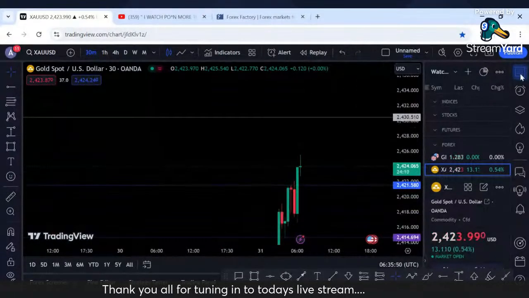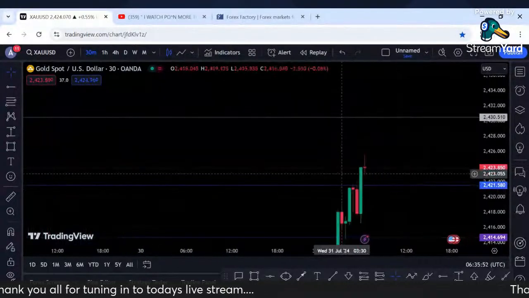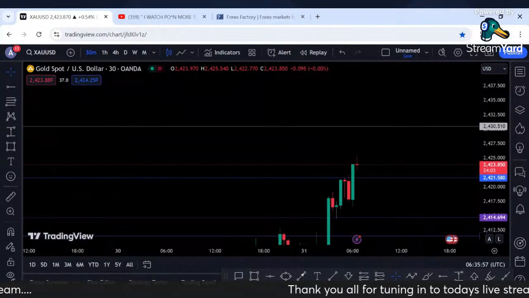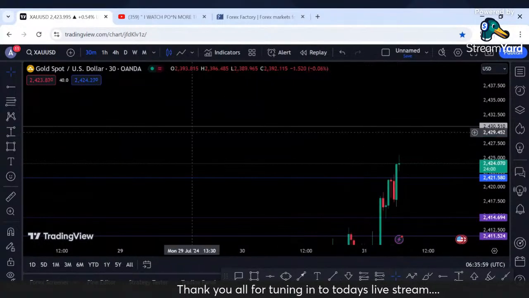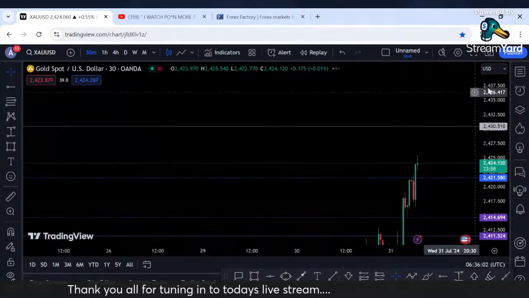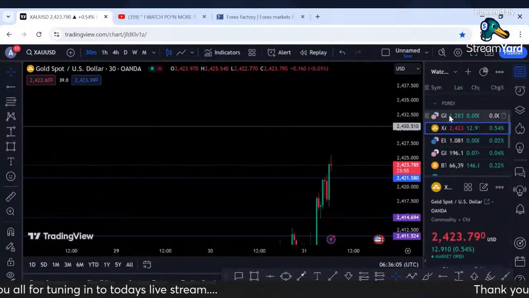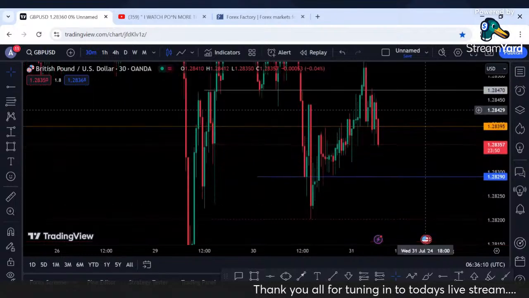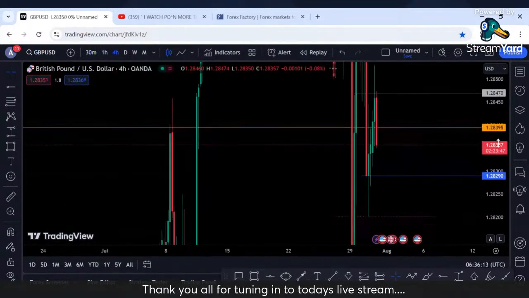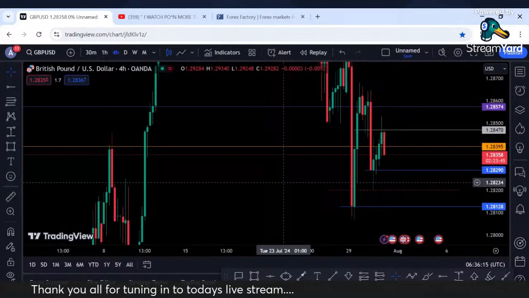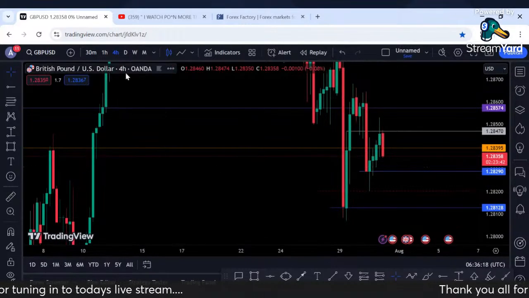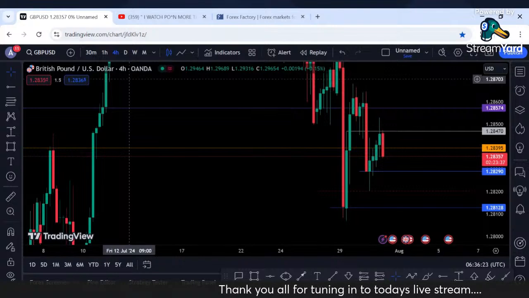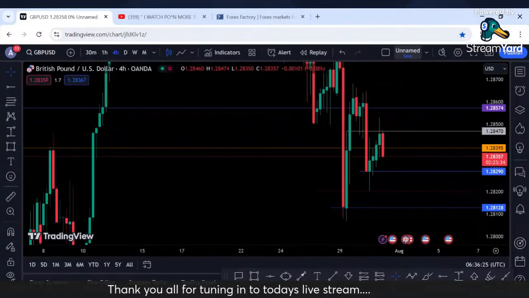Okay, so with gold, this one closed with no bottom wick. The 30 minutes candle closed with no bottom wick. Being able to predict where the market will move is very easy, but getting the entry is the most difficult part.